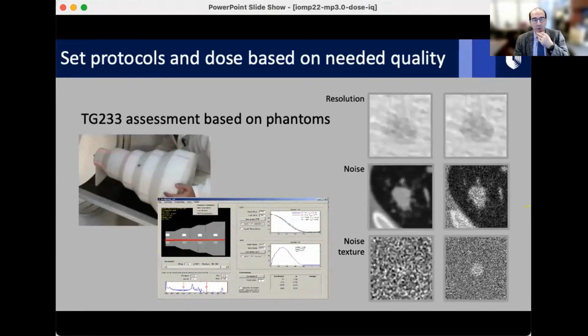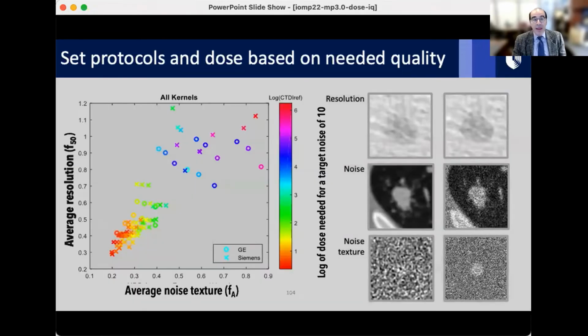Well, one approach would be starting with a phantom now. So we can measure the attributes of the phantom across those features that I mentioned, such as resolution, noise, and noise texture that I've demonstrated here. And then you can do illustrative and definitive processes such as the one that I'm showing here. This is a very complicated plot. Let me walk you through it.